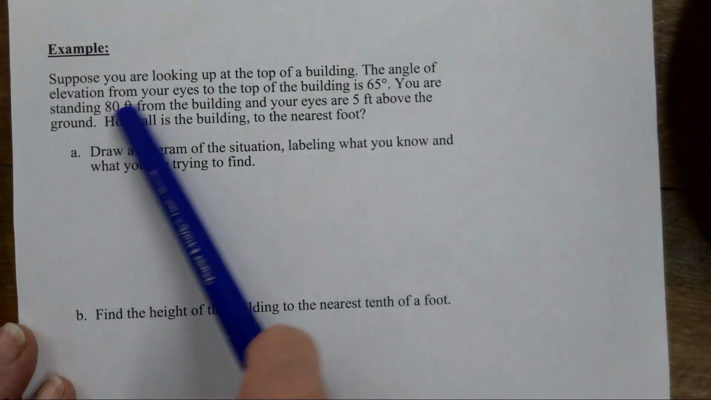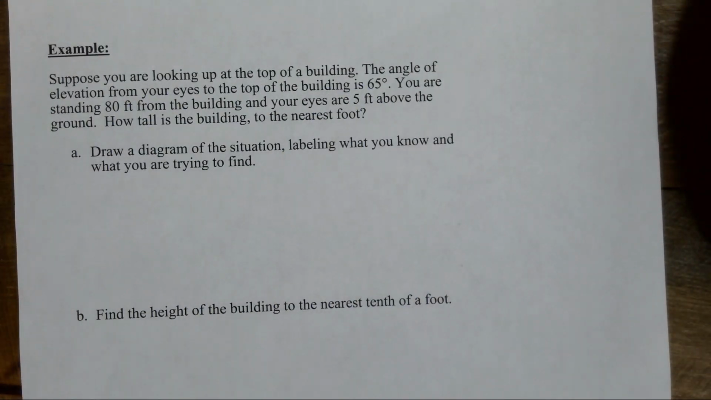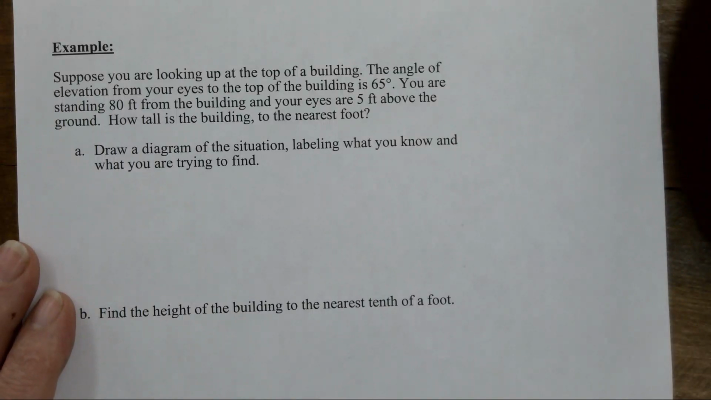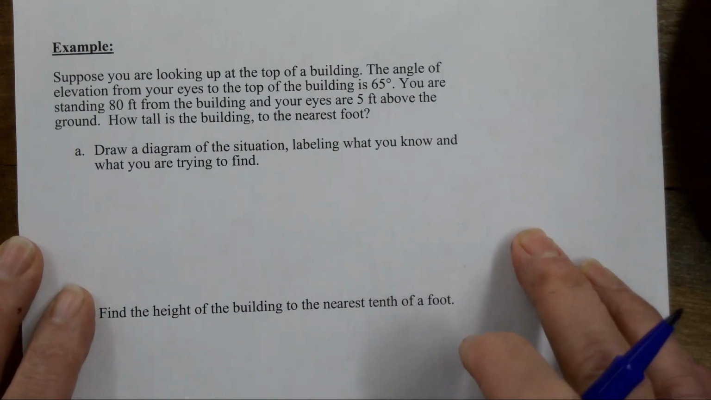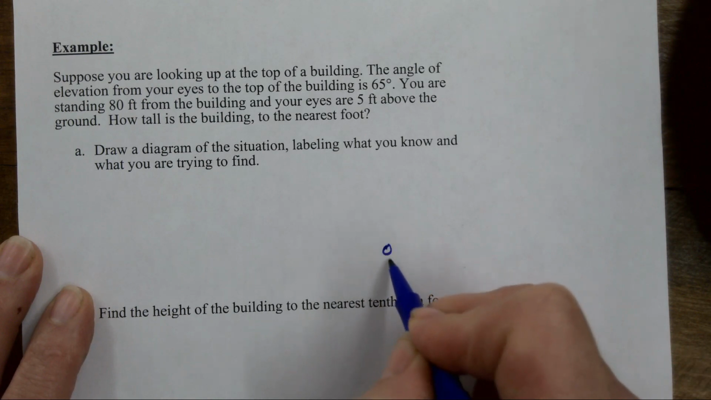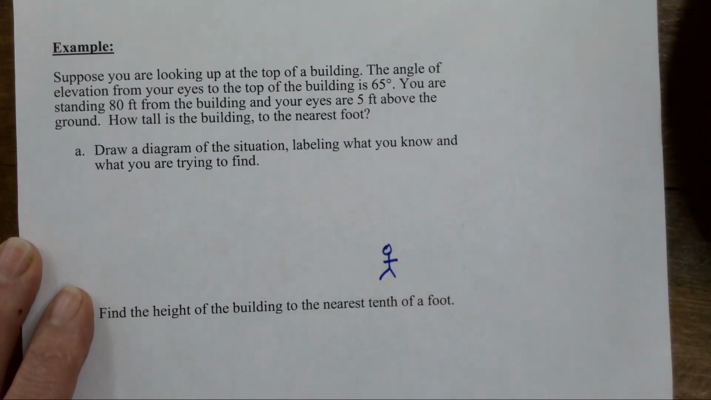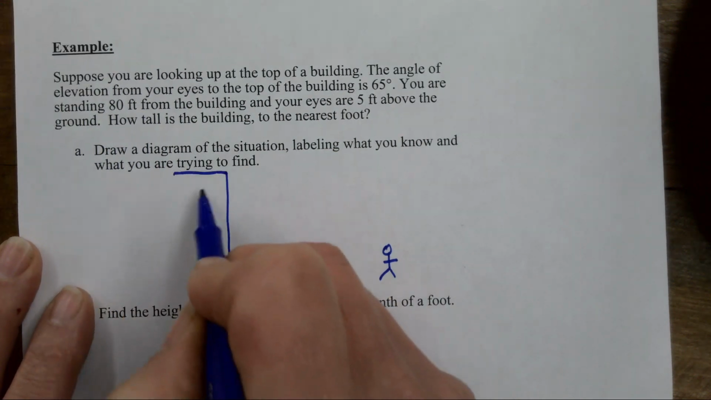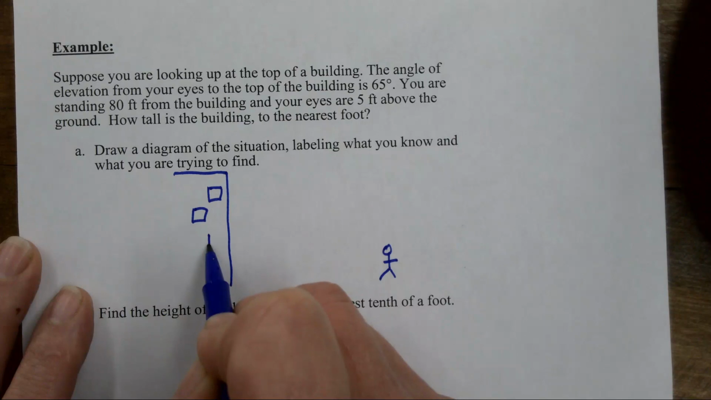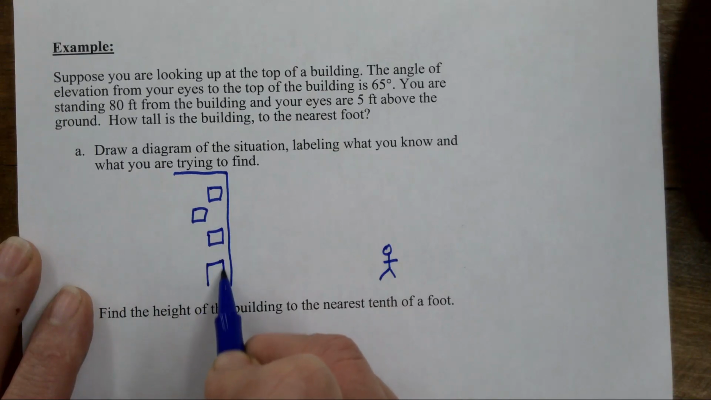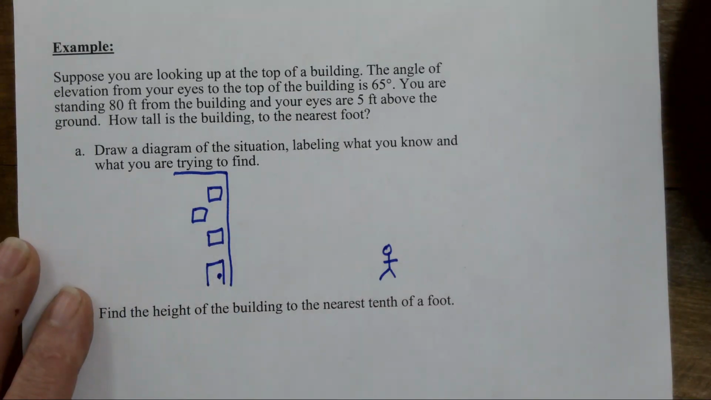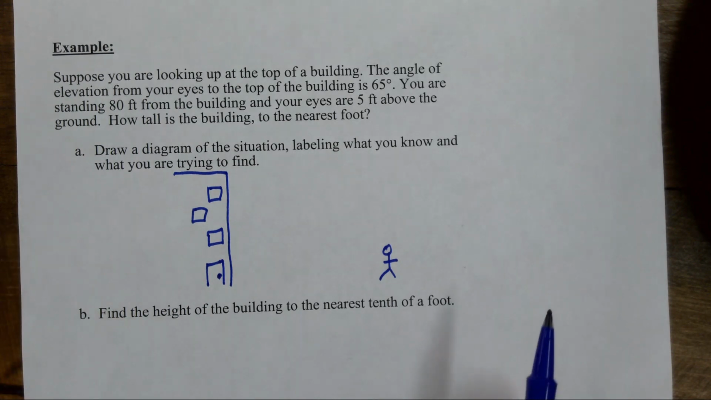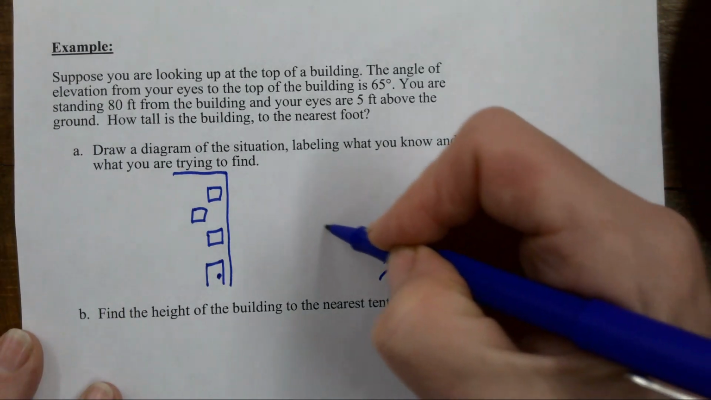Suppose you're looking up at the top of a building. The angle of elevation from your eyes to the top of the building is 65 degrees. You are standing 80 feet from the building, and your eyes are 5 feet above the ground. How tall is the building to the nearest foot? So here I am. Look at my artistic abilities. Here's the building that I'm looking at. I might even put windows in my building, and a door. There's my building.